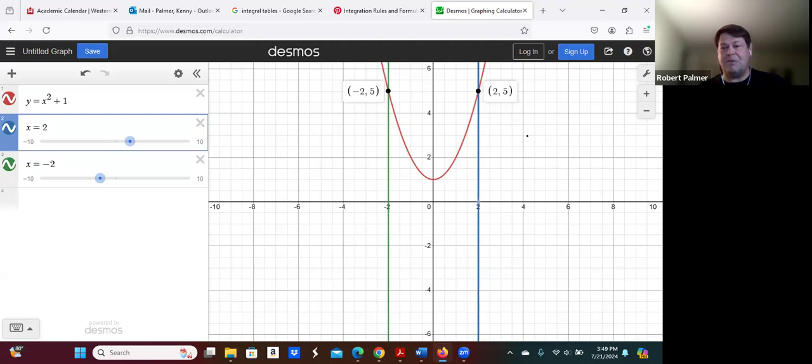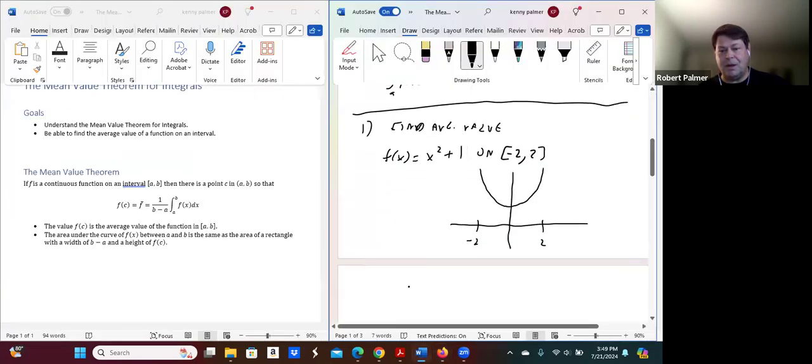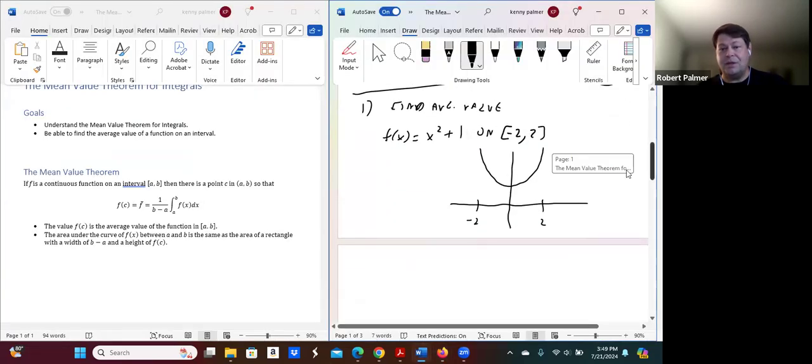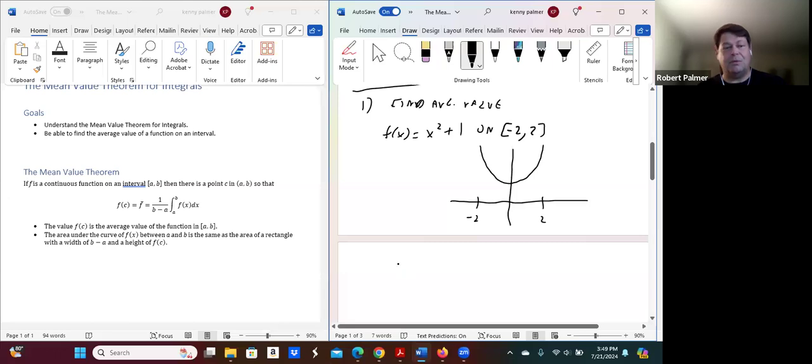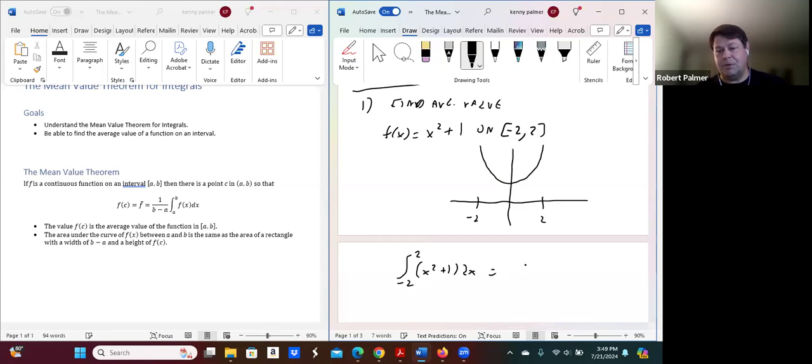All right. So let's find this average value. First, let's integrate this. So the integral from -2 to 2 of x squared plus 1 dx. This is a definite integral, so we integrate x squared, that's going to be x cubed over 3, plus, and integrate 1, that's going to be x. And then we evaluate this from -2 to 2.